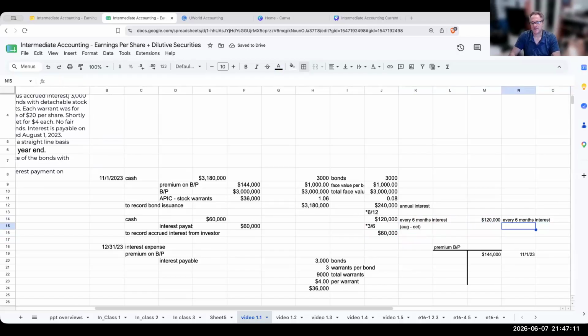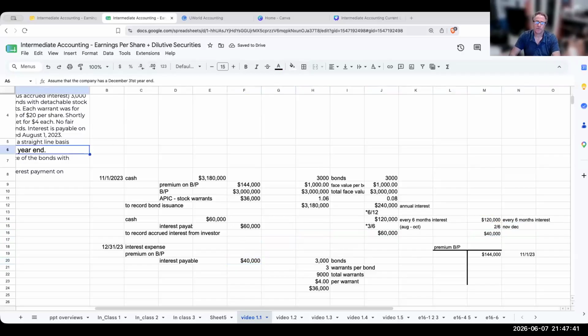But here I'm going to have to say, well, how much interest did I actually, or how much cash am I going to have to pay out potentially? Well, this is going to basically be 2/6, from November and then December. So 120,000 times 2/6 is going to be 40 grand. So my interest payable, or my obligation for those 2 months, is going to be 40,000.